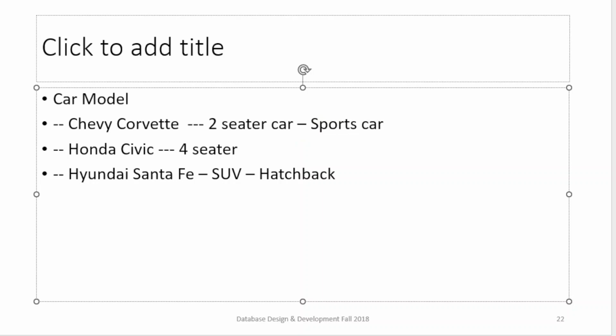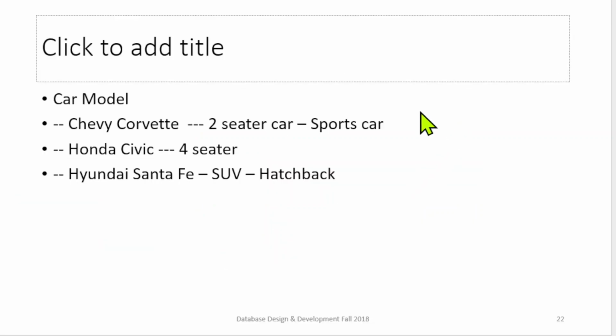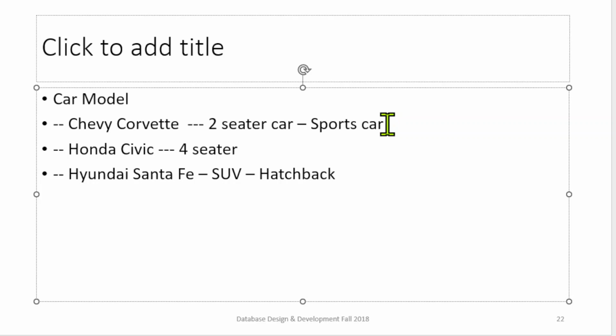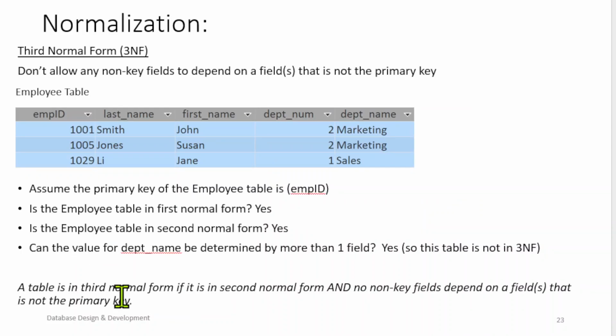So when we talk about dependency, that's the kind of thing we're talking about. Removing non-key fields that aren't dependent: a non-key field that wouldn't be dependent on this car could be red. Red has nothing to do with the Corvette. Anything can be red, so that would be non-dependent. You can move that to a color table. That's the kind of thing to think about. So remove non-key fields that aren't dependent. At that point we move on. So that's second normal form.